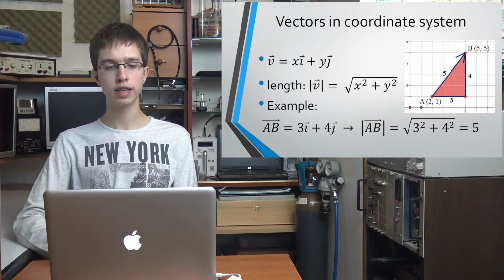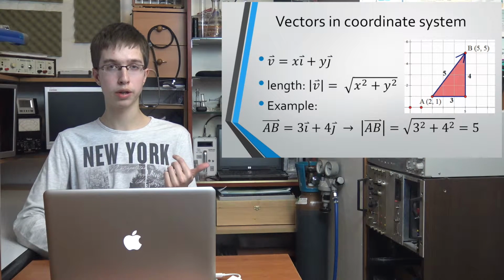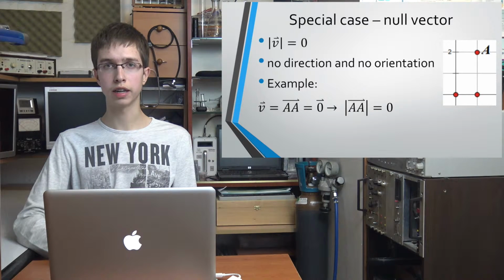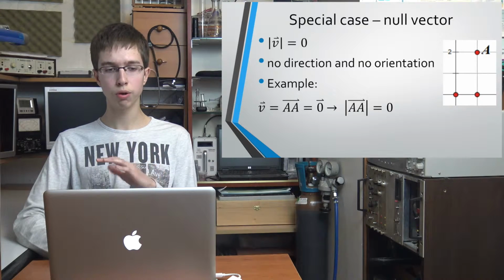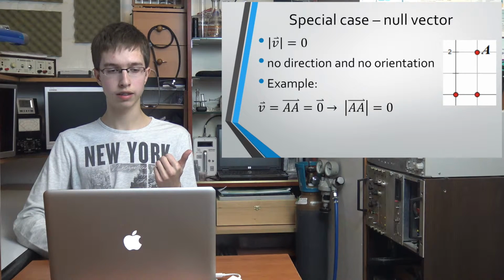Vectors are expressed via this kind of formula, and we have this example of vector AB, which is 3i plus 4j, and its length is 5. The length of a vector is calculated by this formula, which is actually the Pythagorean theorem. A special case is the null vector, which has zero length, no direction, and no orientation at all. Here we can see the example of null vector AA.